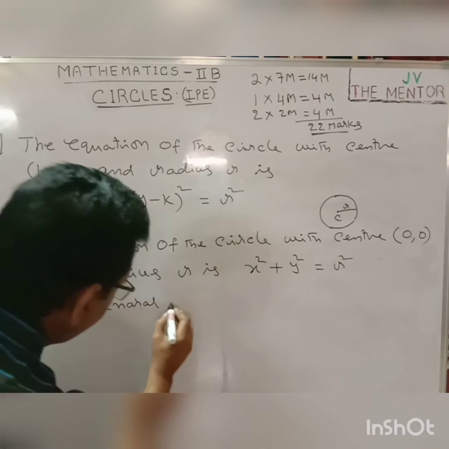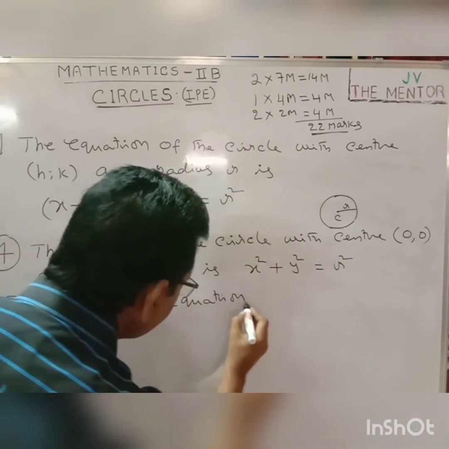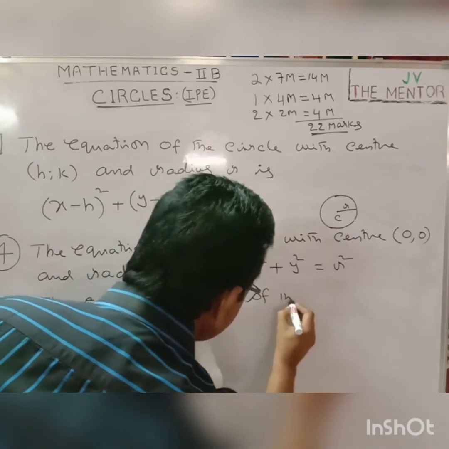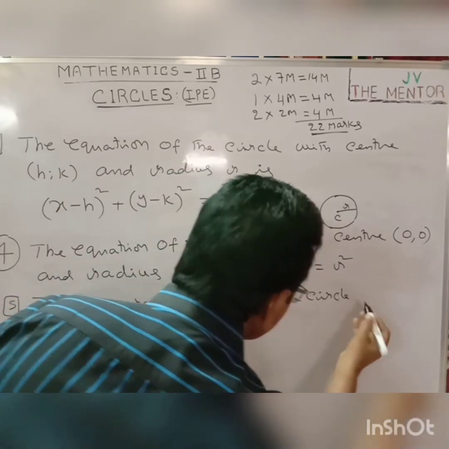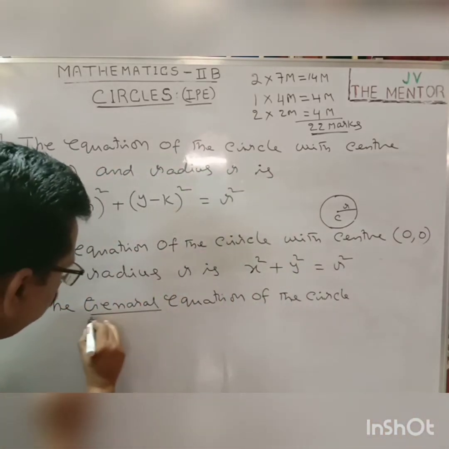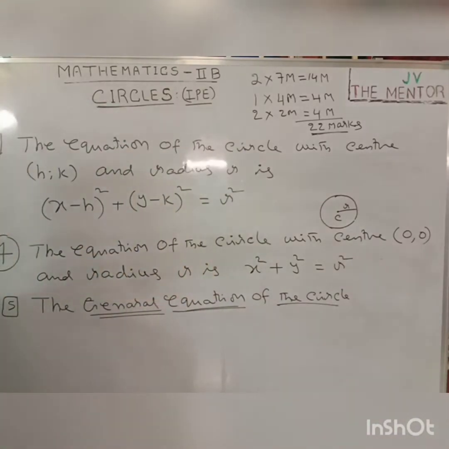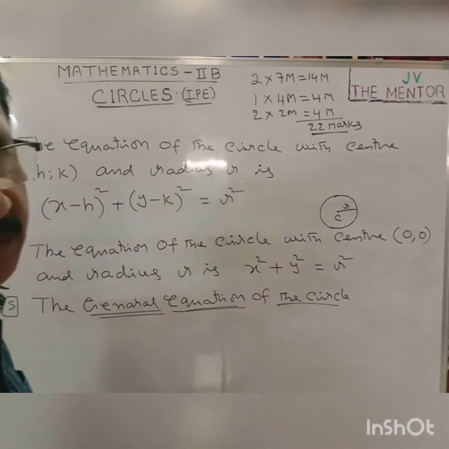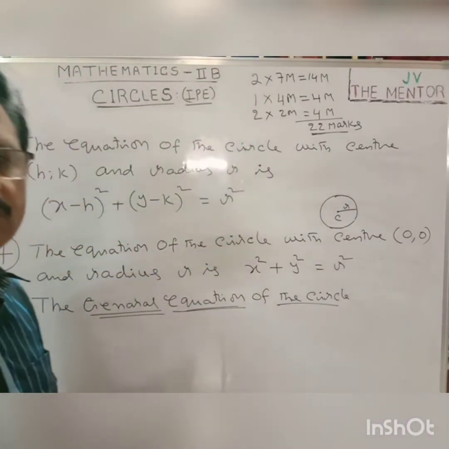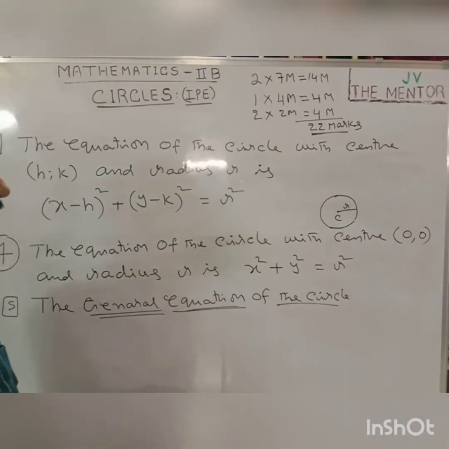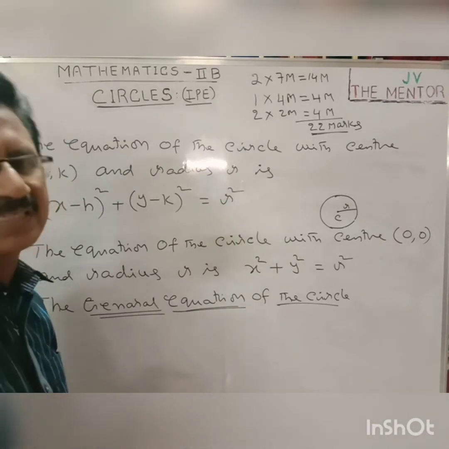The general equation of the circle. General form or general equation. The general form of the circle, or the general equation of the circle, is x square plus y square plus 2gx plus 2fy plus c equal to 0.